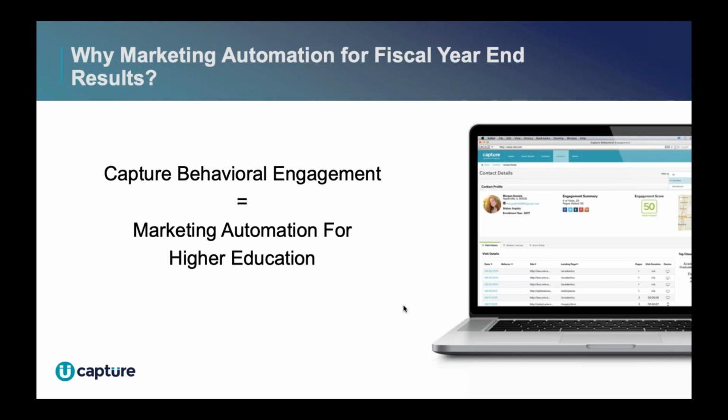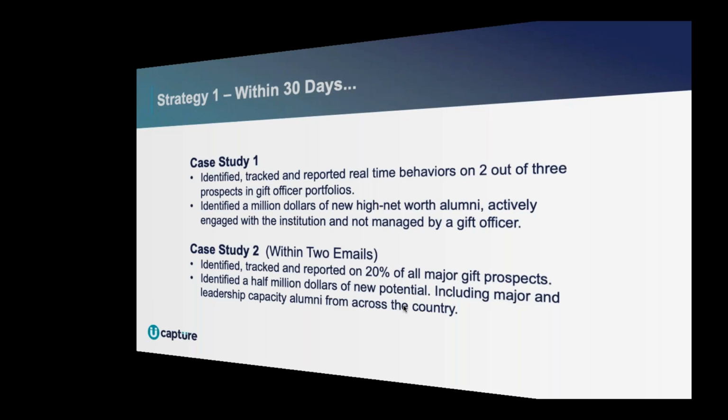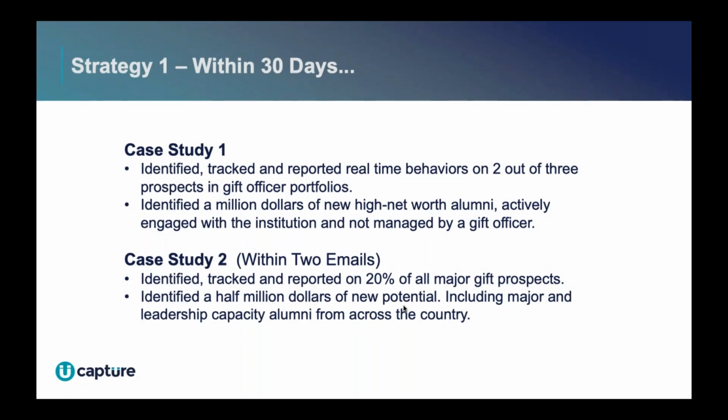So let's talk about what does it look like within the first 30 days. Now we're going to start with major gifts, because one of the really exciting opportunities with Affinity and major gifts is the ability to prioritize major gift relationships. And so you'll see 2 case studies on the screen, and I'm going to encourage you to look at 2 different themes there. And as you read through that, you'll notice that marketing automation is going to identify alumni who have high capacity, who are already managed by a gift officer, but it's also going to identify high capacity alumni who do not have an existing relationship with a gift officer.